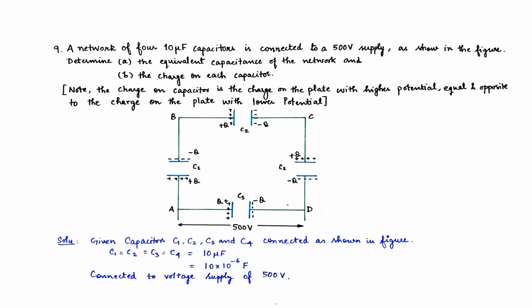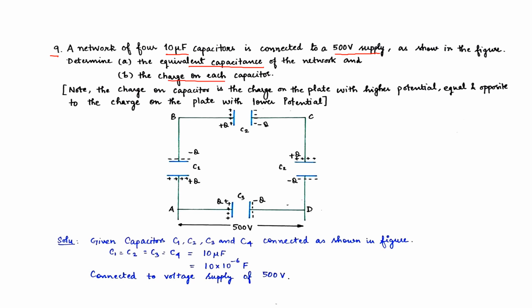Hello students, today we'll solve one question which is based on the series and parallel combination of capacitors. The question goes like: a network of 10 microfarad capacitors is connected to a 500 volt supply as shown in the figure. Determine the equivalent capacitance of the network and the charge on each capacitor.